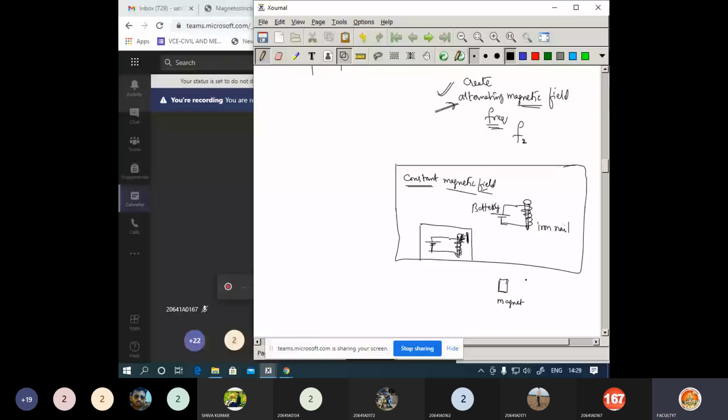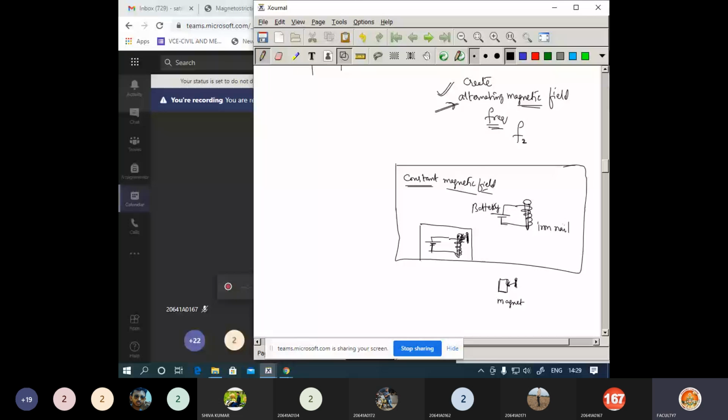Now nearer to the magnet, if you place some iron piece, what happens? It will attract here. Now the same concept is going on here. So here if you connect a coil across the iron piece and if you connect a DC supply, it will attract. Nothing but it is going to act as a magnet. Now this is a magnet here.